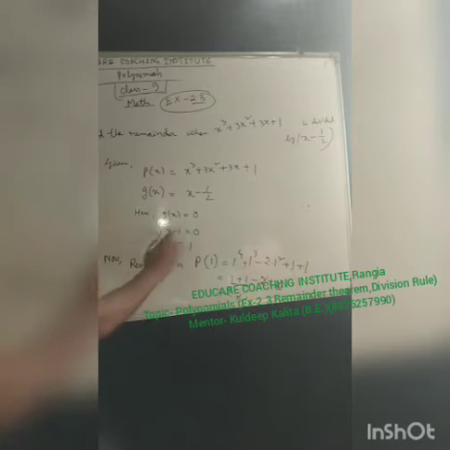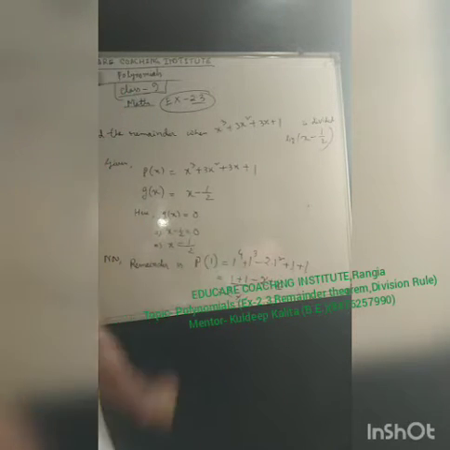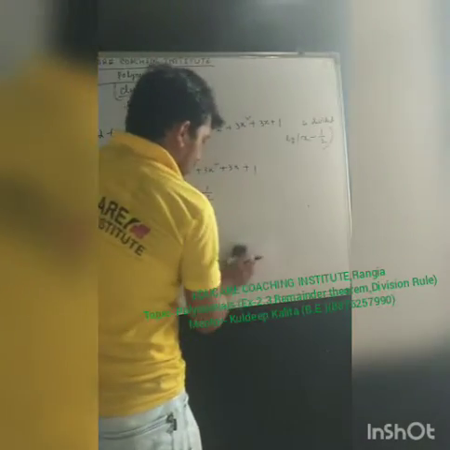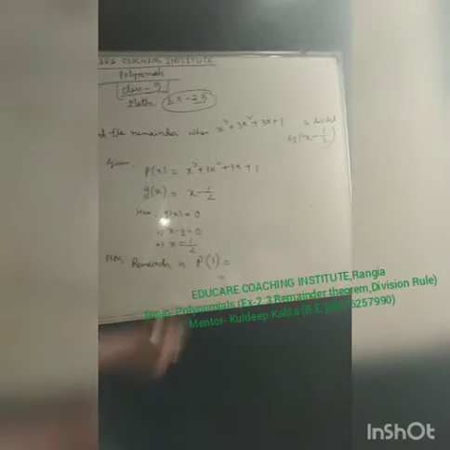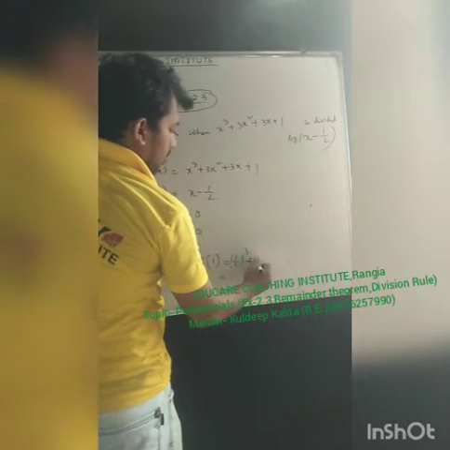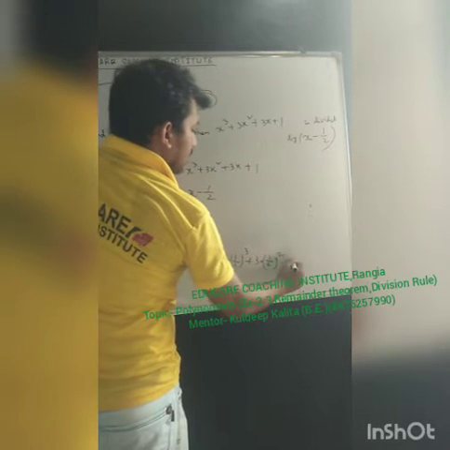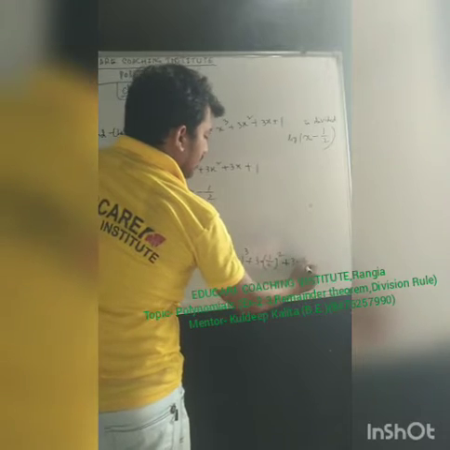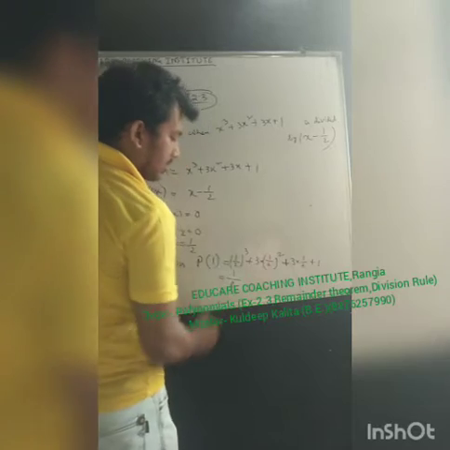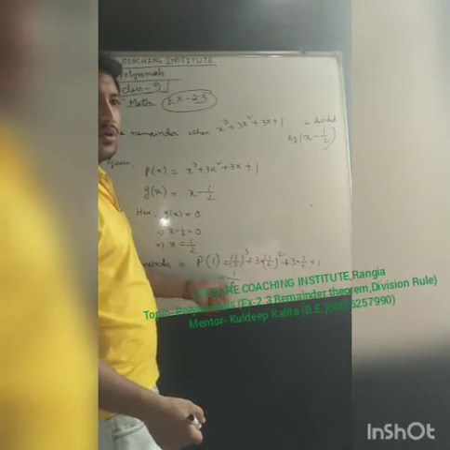Then x minus half equals 0. After that, x equals half. Just put the values of half in that. Well, x cube means half cube, 3x square means 3 into half square, 3 into x means 3 into half, plus 1. 1 by 2 cube means 1 by 8, because 2 cube is 2 into 2 into 2.